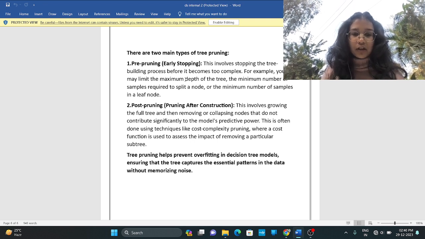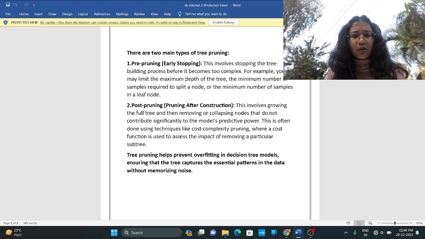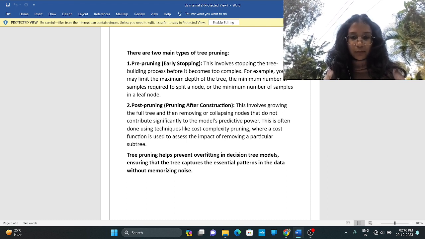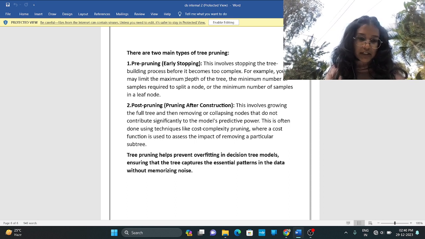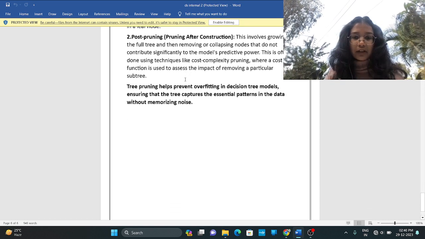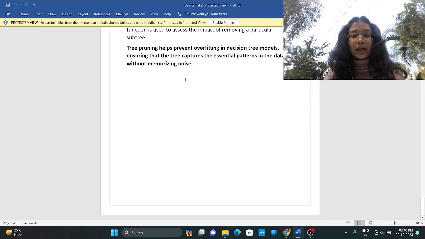Second, post pruning. Pruning after construction. This involves growing the full tree and then removing or collapsing nodes that do not contribute significantly to the model's predictive power. This is often done using techniques like cost complexity pruning, where a cost function is used to assess the impact of removing a particular subtree. Tree pruning helps prevent overfitting in decision tree models, ensuring that the tree captures the essential pattern in the data without memorizing noise.